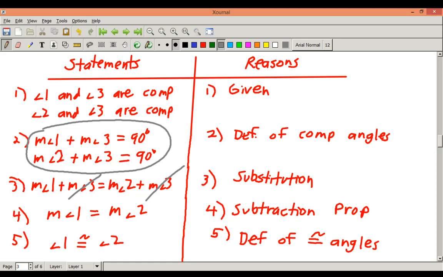And then to go from statement 4 to statement 5, the measure of angle 1 equals the measure of angle 2. From that, we can say that angle 1 is congruent to angle 2 by definition of congruent angles. So the proof is almost the same as the one just before it. So we just proved the congruent complements theorem.